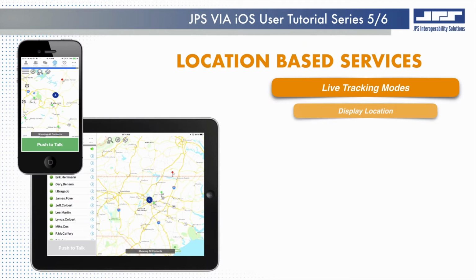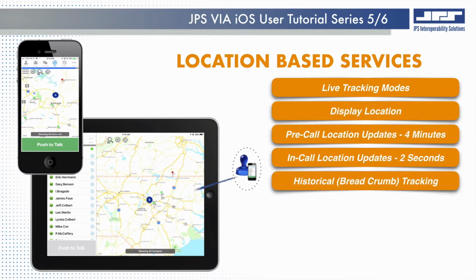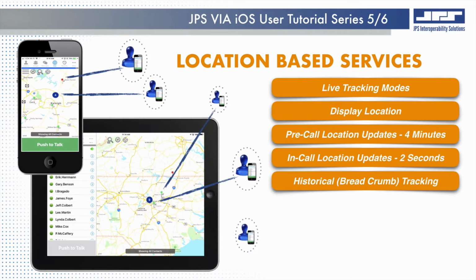Location-based services allows VIA users to access location tracking and mapping services of other VIA members that are contained in one's contacts list. These services are available on a continuous basis prior to and during PTT calls. Optional historical tracking gathers location data which can be later used during training and after-action purposes.